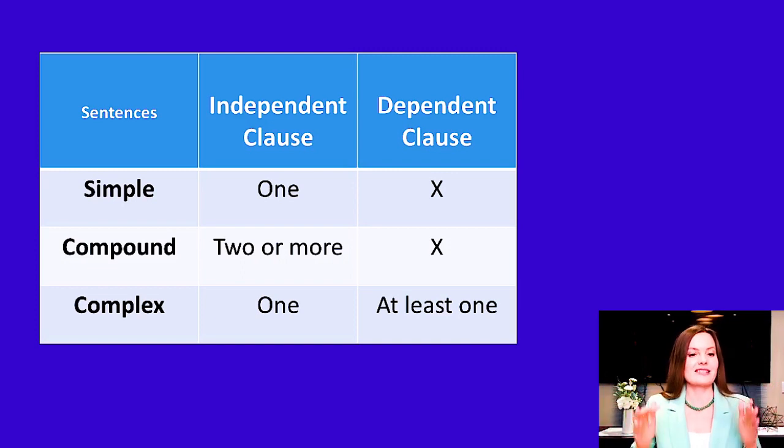Okay, let's summarize everything that we have just learned. So there are three types of sentences: simple, compound, and complex. Simple sentences must have only one independent clause, no dependent clause. Compound sentences must have two or more independent clauses and no dependent clauses. And complex sentences must have one independent clause and at least one dependent clause, but they may have two or more dependent clauses as well.